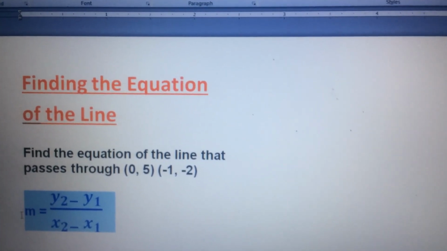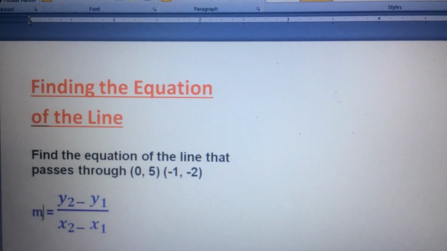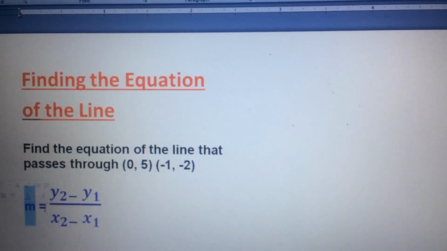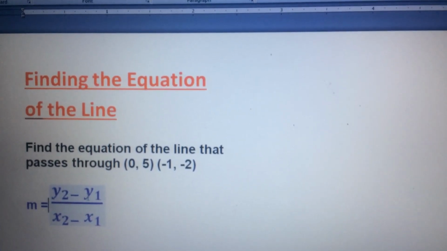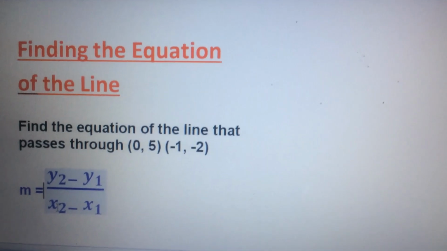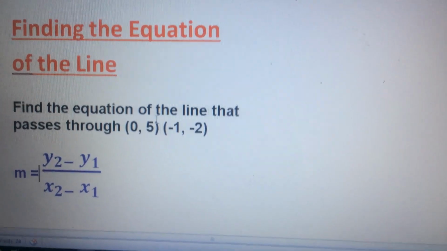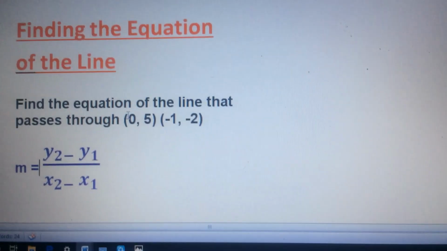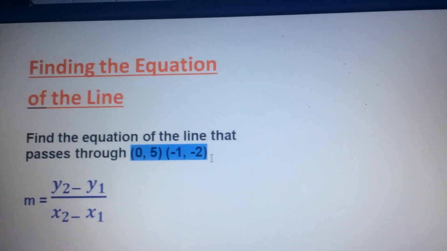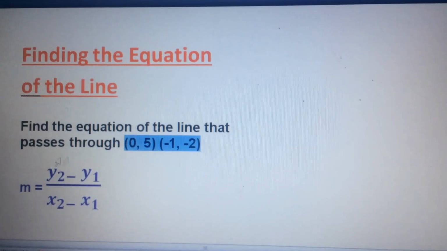Find the slope, and it is determined by this formula: m, which represents slope, is equal to y sub 2 minus y sub 1 all over x sub 2 minus x sub 1. So in order to get the slope, we're going to use these two values here, the two ordered pairs, and substitute them to this formula.